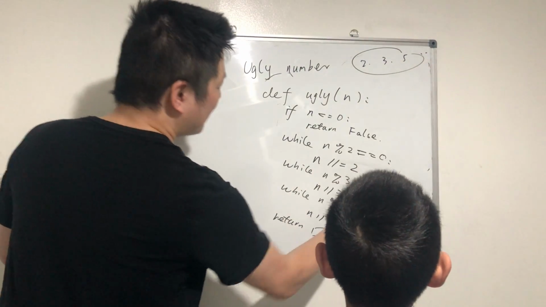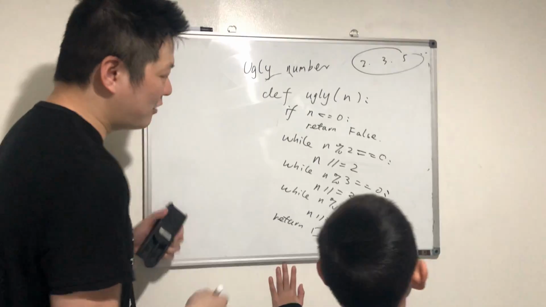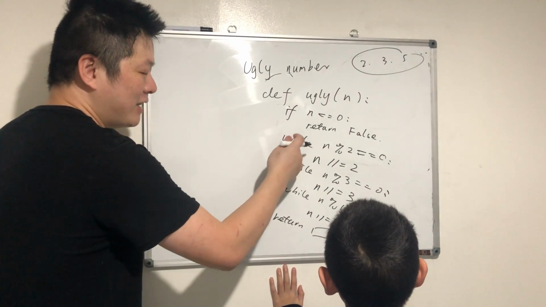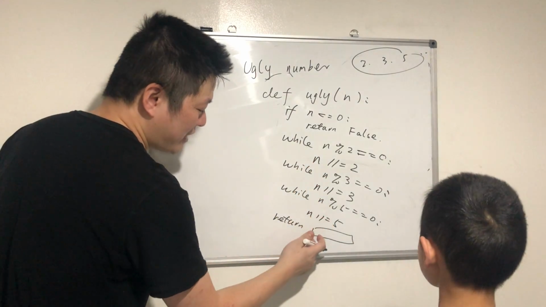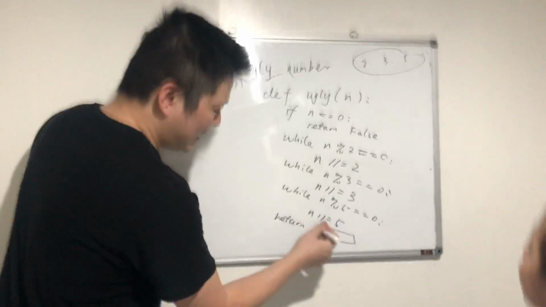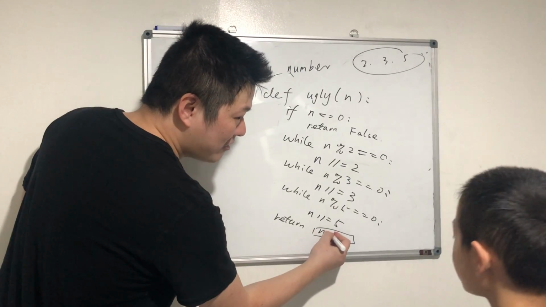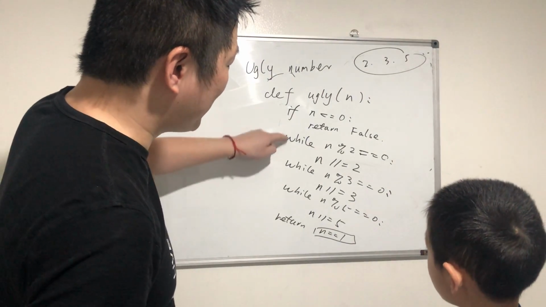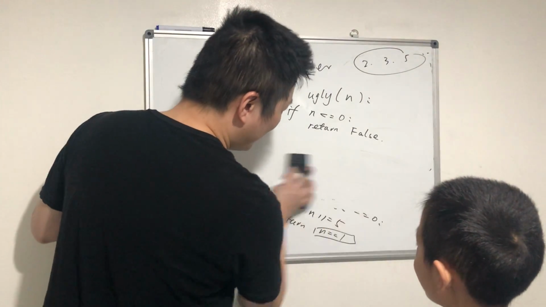And here is a missing colon. Return what? Remember, we divide it until we can't divide it, then we need to check if n equals what. Then it's an ugly number. 1. Yeah. Return n equals 1. So look, this is kind of duplicate. We can do this in one go.